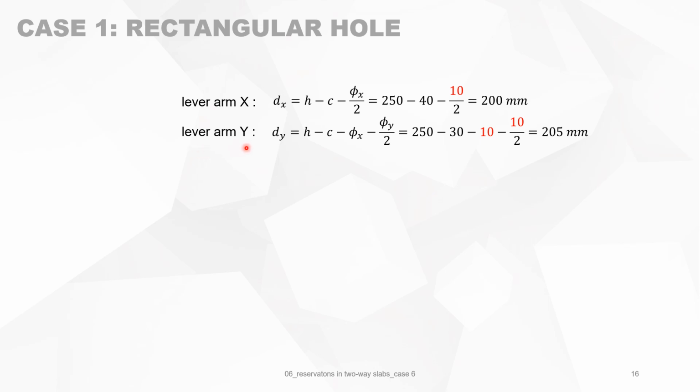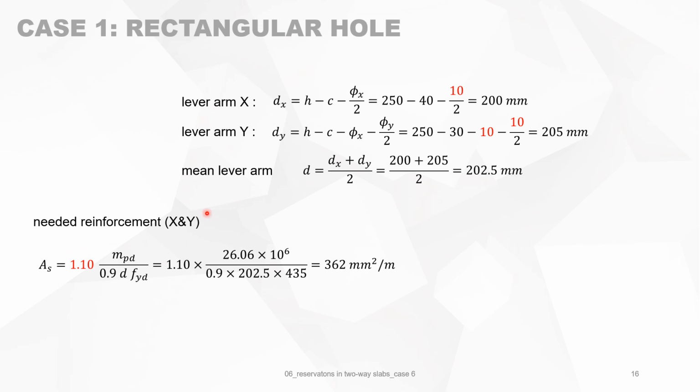The lever arm in the Y direction is the second layer of reinforcement in the other direction, and is equal then to 205 millimeters. And we are calculating the mean lever arm, and this mean lever arm of the reinforcement is then 202.5 millimeters. When we are not using the mean lever arm, then we have a bending moment in the X direction which is different from the one in the Y direction, and we can still calculate the slab, but then we have to adapt our formulas.